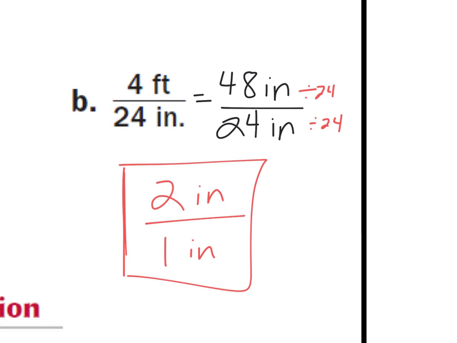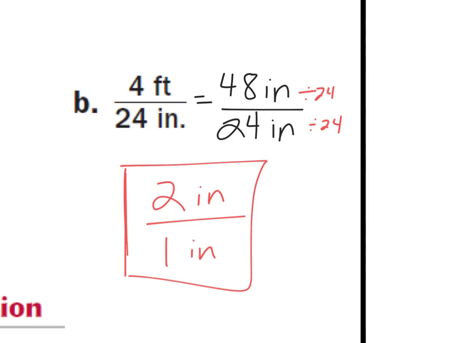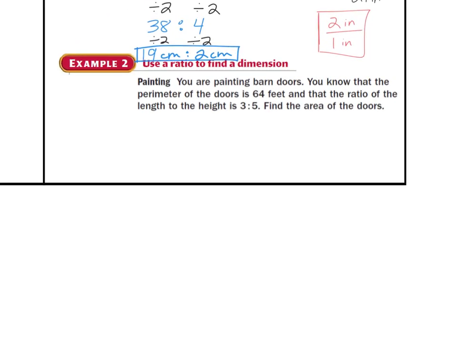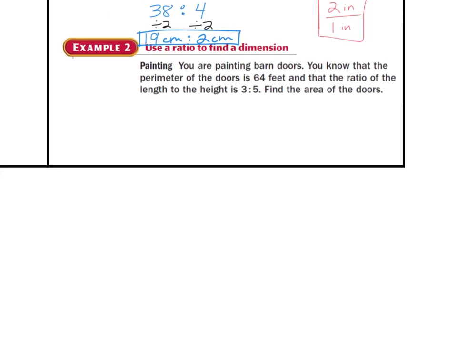Okay, we're going to apply some ratios now with geometry. And on all these types of problems, make sure you draw a picture. Okay, first one. You're painting barn doors. So barn doors would be rectangular. Draw a rectangle. A door usually looks like this.